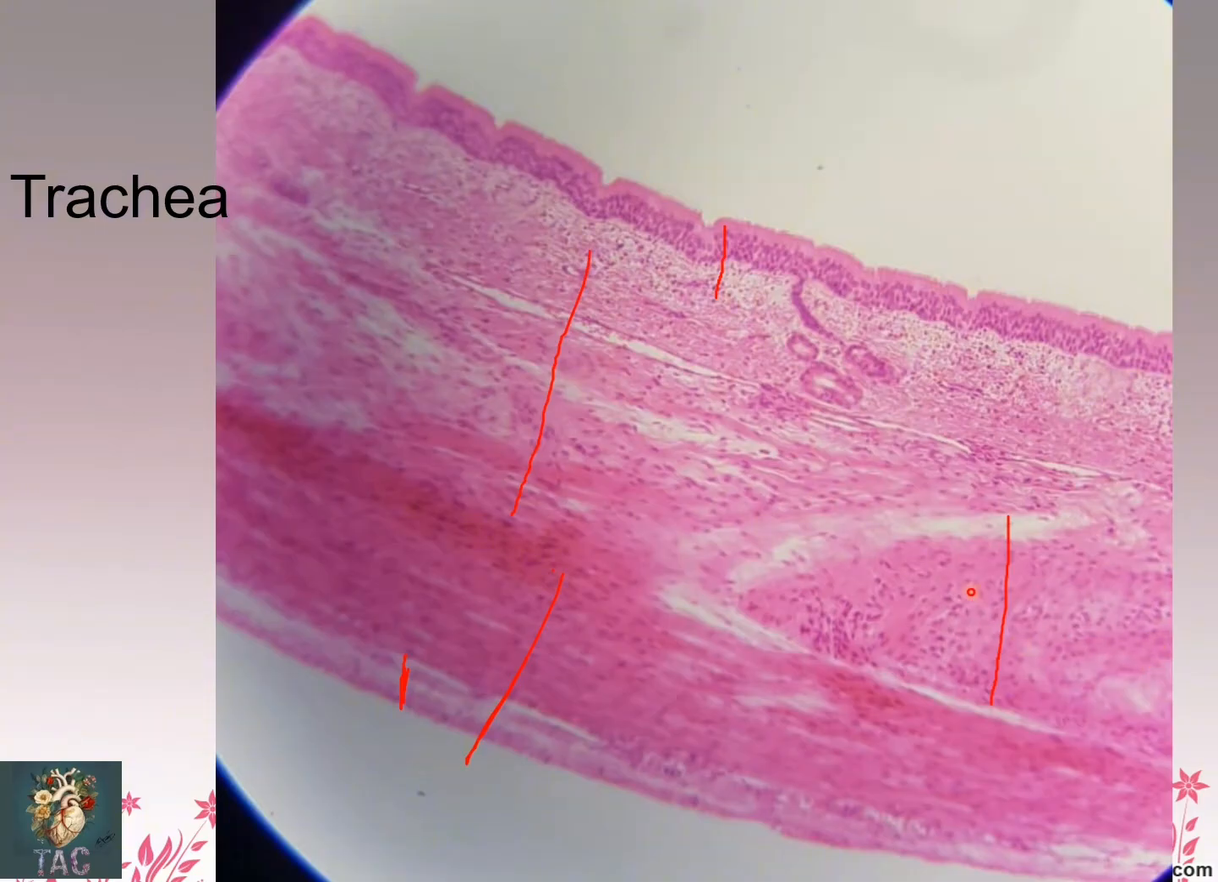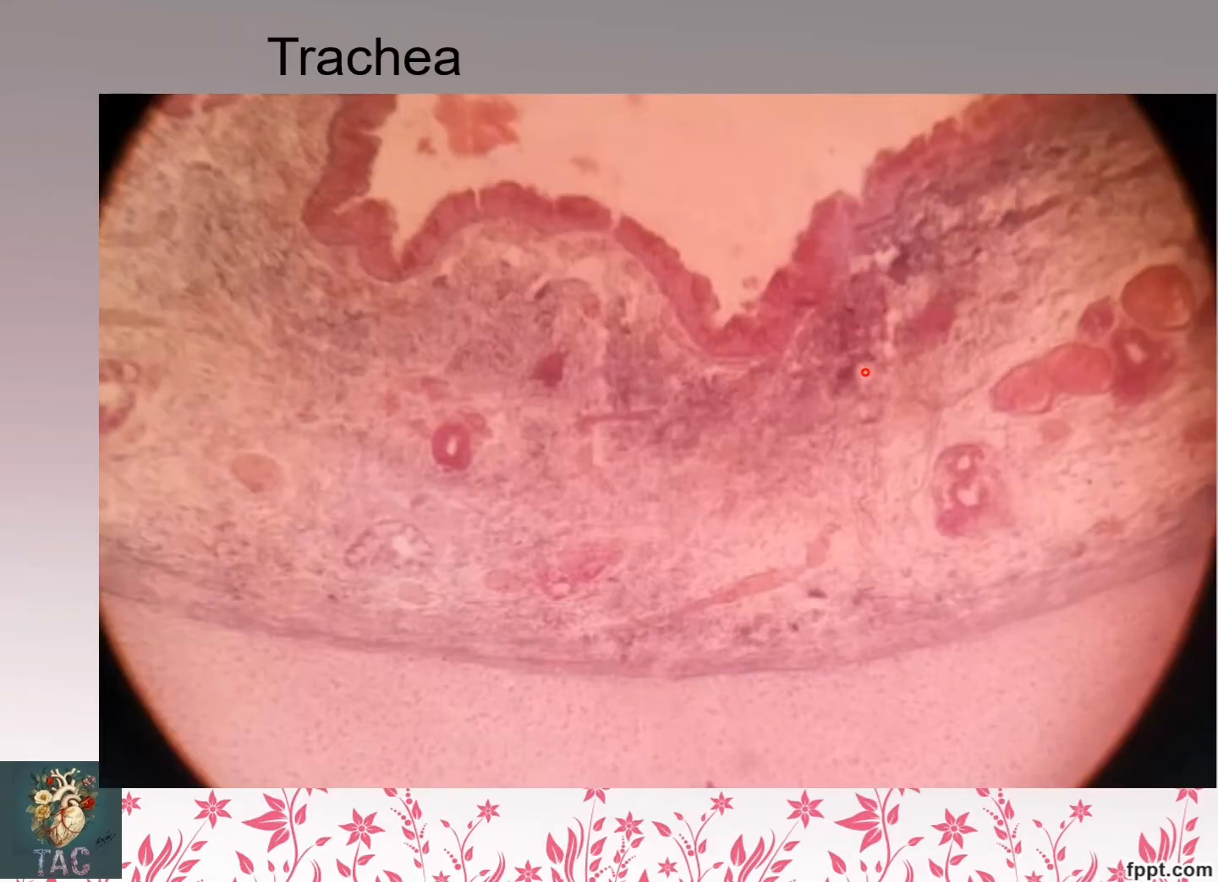This is the area where the C-shaped end of the hyaline cartilage is present, and here you can also appreciate the trachealis muscle, and outer to this is the adventitia. Now look at this slide.